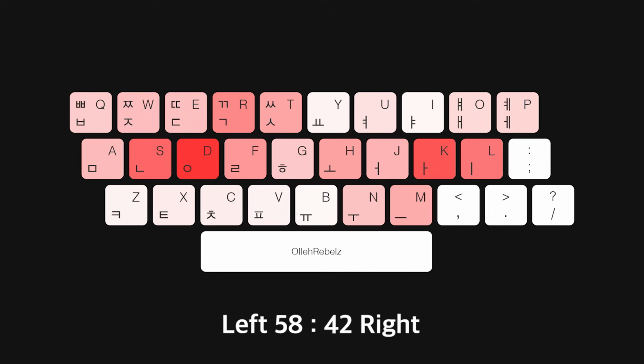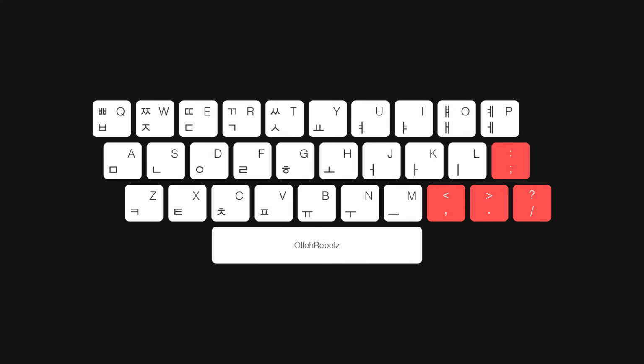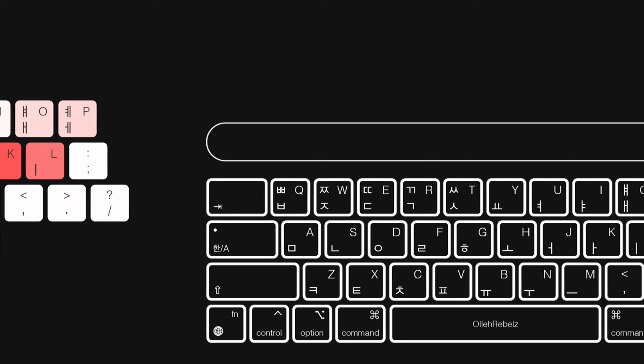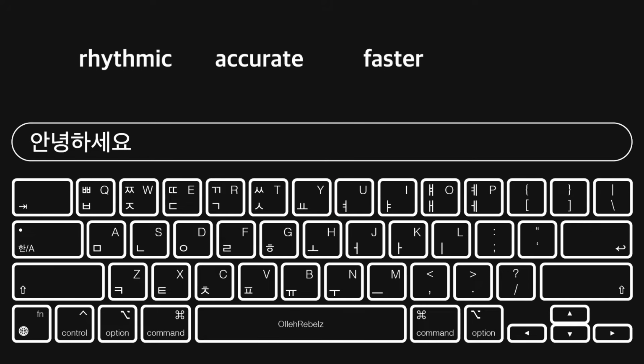There are reasons for the heavier left hand use. First of all, many Korean characters have more consonants than vowels, meaning the left hand inevitably works harder than the right. Furthermore, the right hand has a disadvantage, where 4 of its keys are punctuation marks that are used much less. Still, despite the similar left-hand use between Korean and English, the former has numerous advantages that the latter doesn't have. Simply put, alternating hands when typing Korean is more rhythmic, accurate, faster, and less tiring.